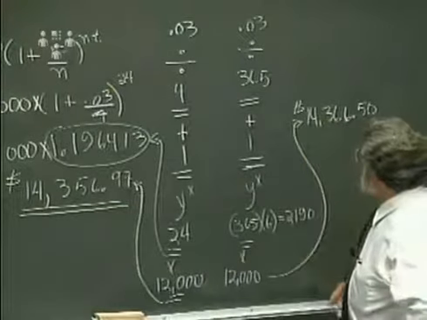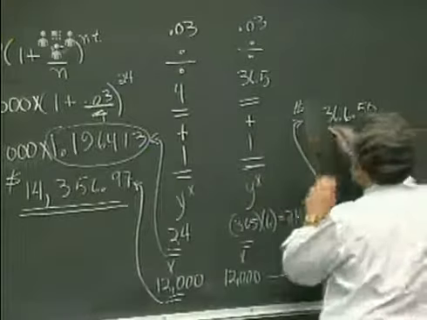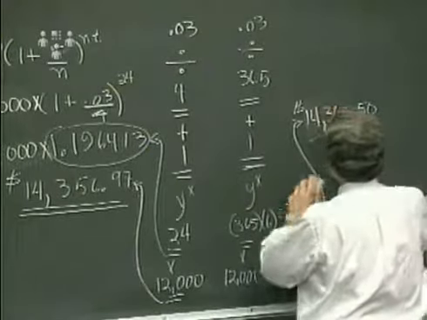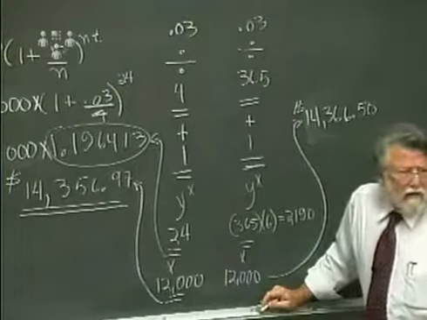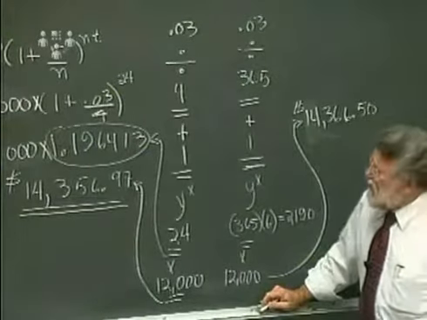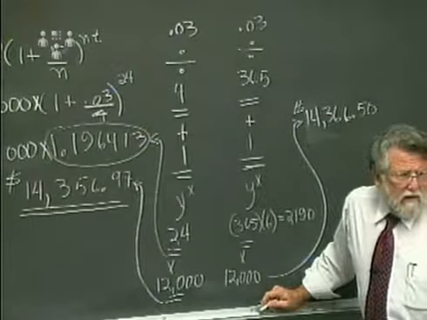Okay, now if we compare these two amounts, here you had 14,356. Here you have 14,366. We gained what? $10. Doing it daily over a 6-year period. Now that doesn't seem very impressive, but you only put in 12,000.